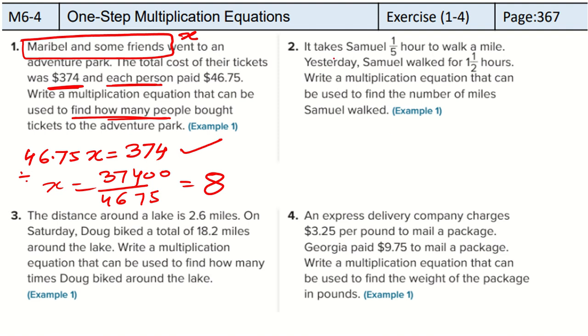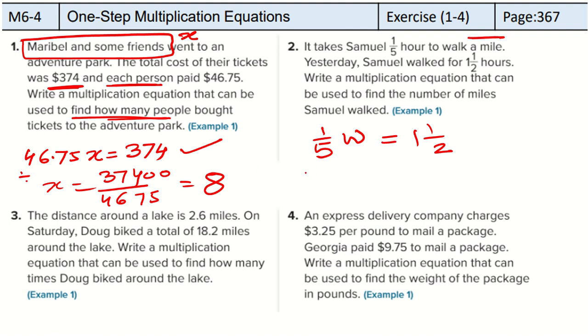Now number 2. It takes Samuel 1/5 hour to walk a mile. For 1 mile it takes 1/5 hours. Yesterday Samuel walked for a total of 1.5 hours. Write a multiplication equation. So for walking I am taking W as the variable and then equal to.